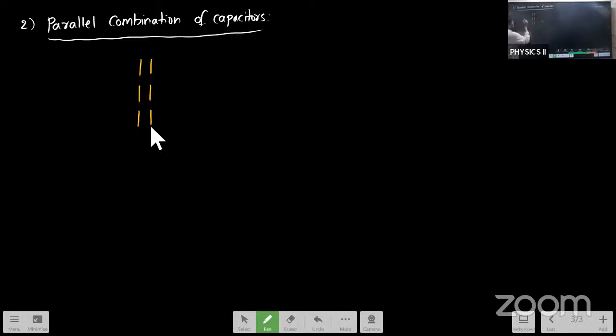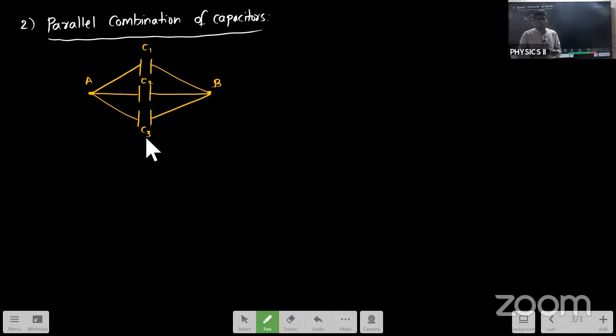What I am doing is considering two points here and joining all the first plates of all the capacitors at one particular point A, and joining all the second plates of all the capacitors at one particular point B. So this is the capacitor of capacitance C1, this is the capacitor of capacitance C2, and this is the capacitor of capacitance C3. This type of combination of capacitors is called what? Parallel combination of capacitors.